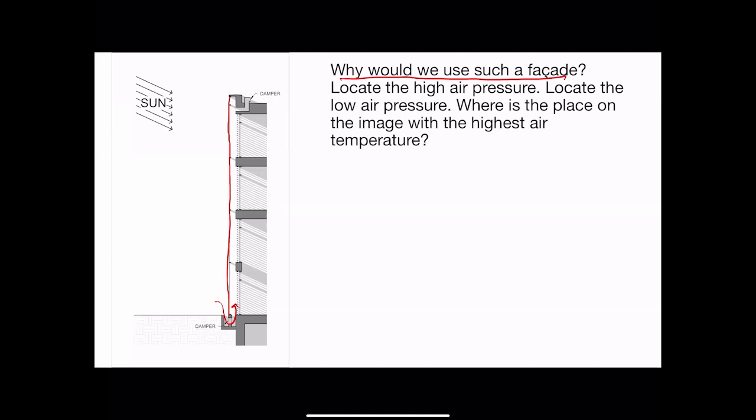So if it's cold outside, say it's 10 degrees outside, it's still going to be about 10 degrees in that cavity. And then in here, there's double glass. That's kind of the skin of the building. This particular building may have some thermal bridging issues, the way I drew it.